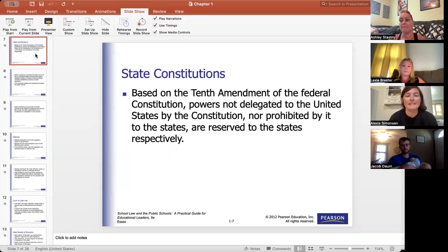All right, now getting into the state constitutions. This is based on the 10th Amendment of the federal constitution: powers not delegated to the United States by the Constitution, nor prohibited by it to the states, are reserved to the states respectively.